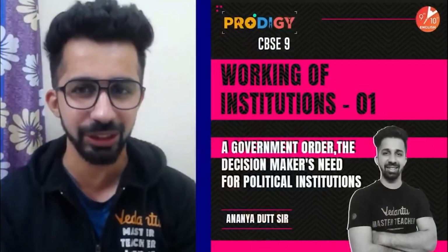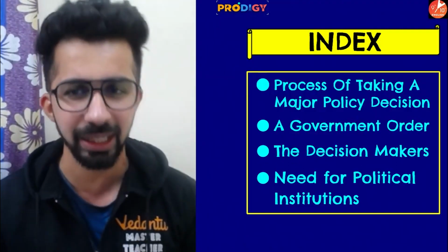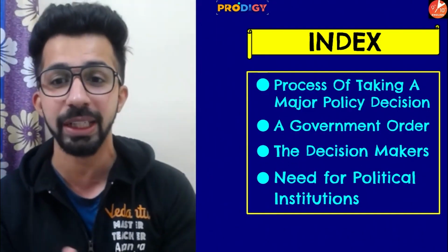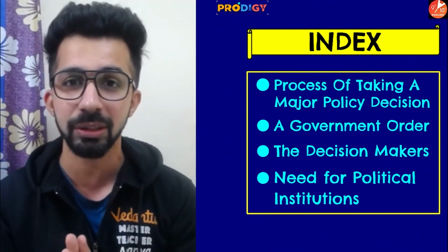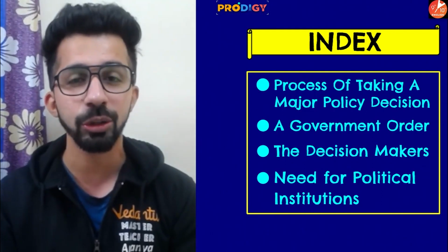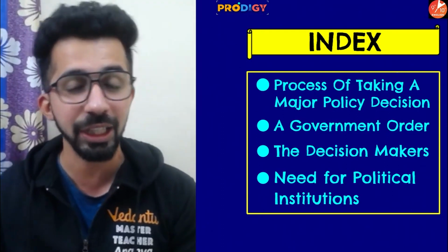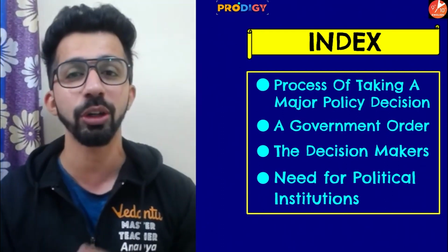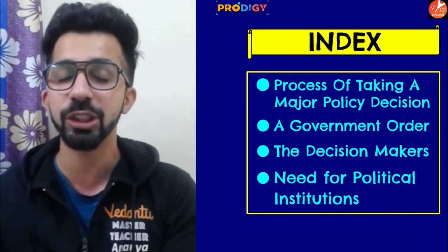Let's understand what we are going to learn today in this video. All right guys, so as I told you, this is going to be the first session of Working of Institutions and I'm going to teach you many things. Like I'm going to talk about the process of taking a major policy decision. So guys, whatever decision the government takes, okay? I'm going to tell you the entire process, how the decisions are taken by the government. I'm going to talk about the government order which is issued by the government to take any major policy decision.